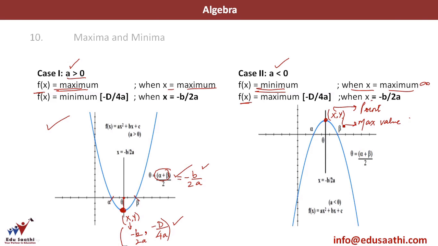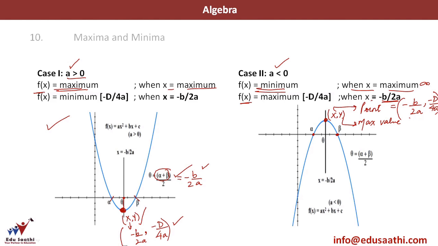Now this point of maxima would exactly be the midway between alpha and beta, which is again given by the sum of the roots. So this point would still be at minus b by 2a. Same value that we have remembered here. So there is no new value that I have to remember. And the maximum value would also be the same, minus D by 4a.